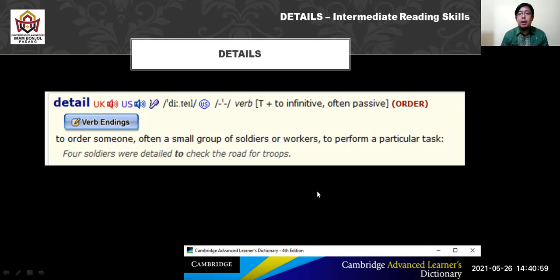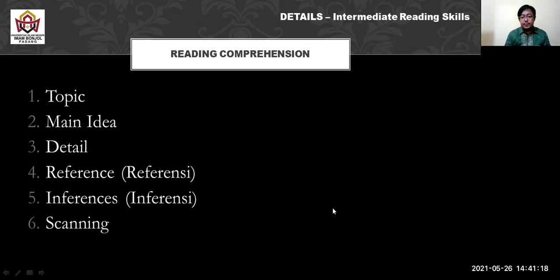Okay, now ini penjelasan tentang makna kata detail. Jadi jangan keliru, apakah detail itu kata benda saja? Tidak. Detail juga bisa menjadi kata kerja, aktif dan juga pasif seperti yang saya jelaskan di sini. Kita masuk ke reading comprehension.